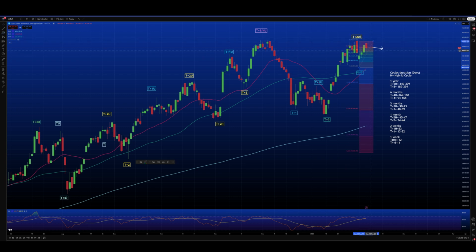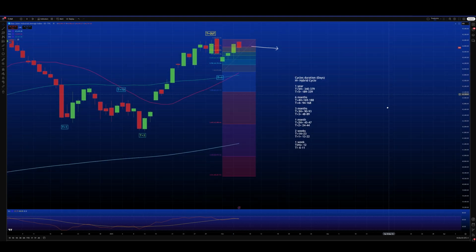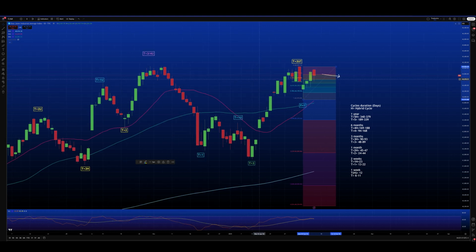Regarding the target, the first target for beginning of next week is here, so is at 46,619 and 44,485 and eventually 44,350. So these are the three targets for the beginning of next week, as here we have more possibilities to have downtrend rather than uptrend.